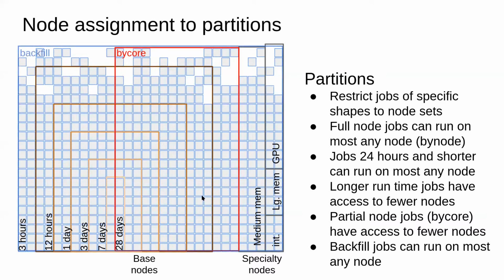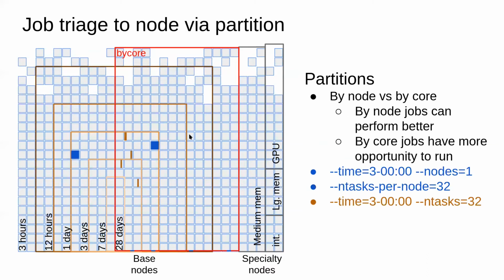And then there's backfill. So anything that's submitted for under 1 day then gets access to run on any node that doesn't already have something scheduled there. So depending on how you submit a job, you will gain access to different resources.